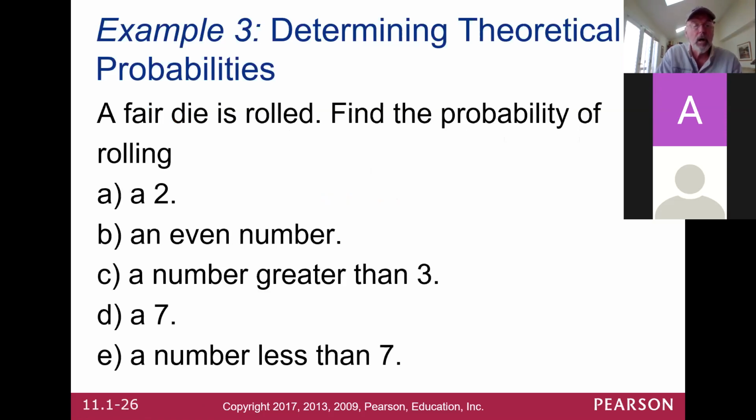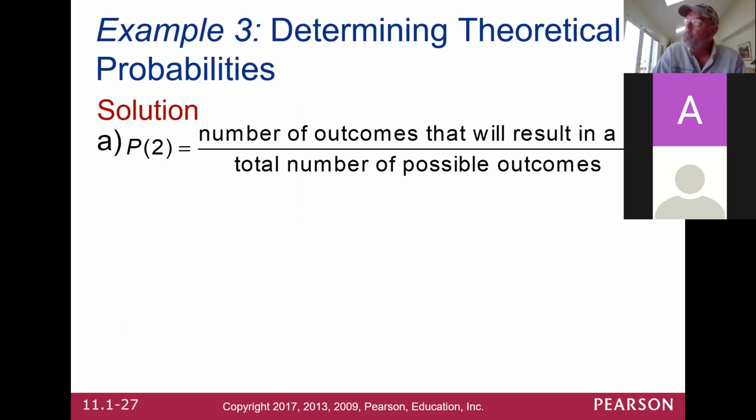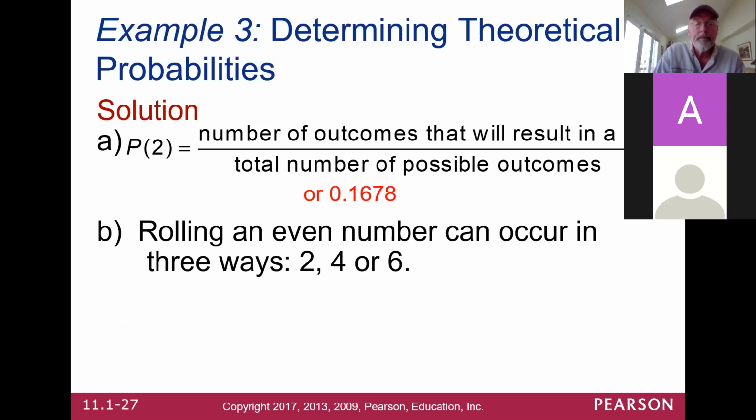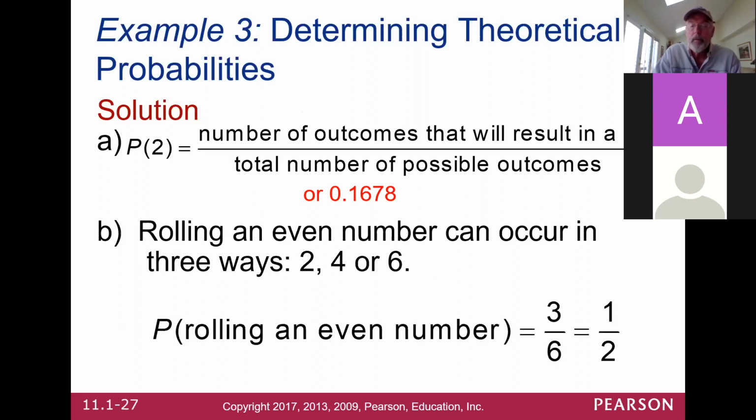Okay, so what is the probability of rolling an even number? That would be 50%. We have 3 different possibilities of even numbers. Those face numbers are 3, and we divide that by 6, and that would be 1/2, or 0.5.